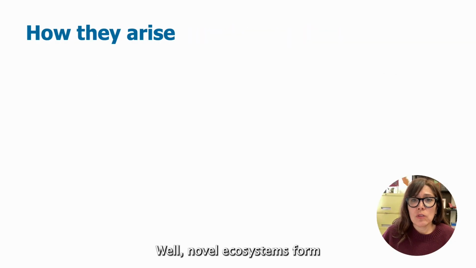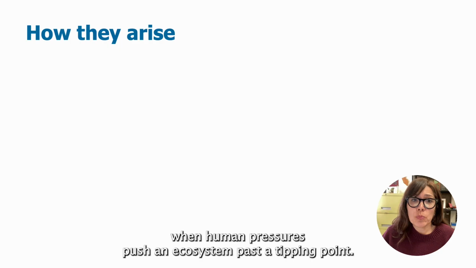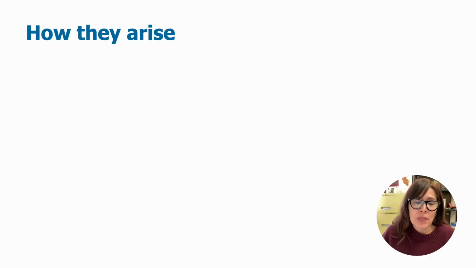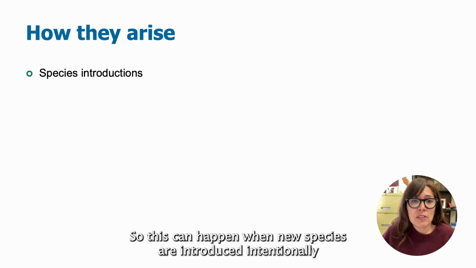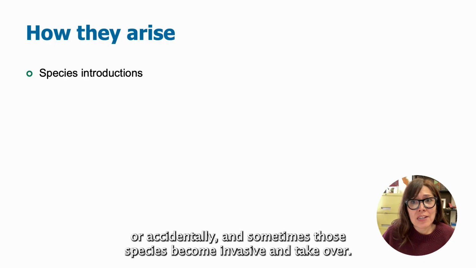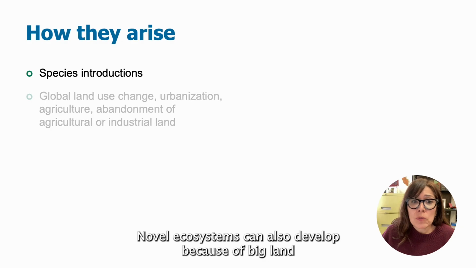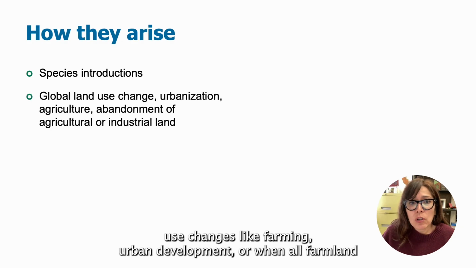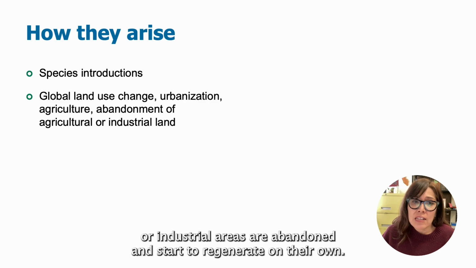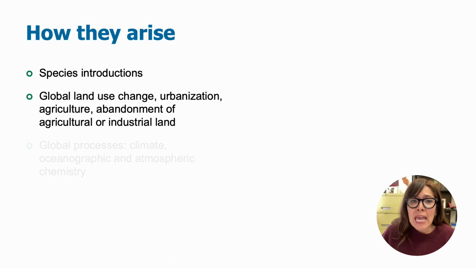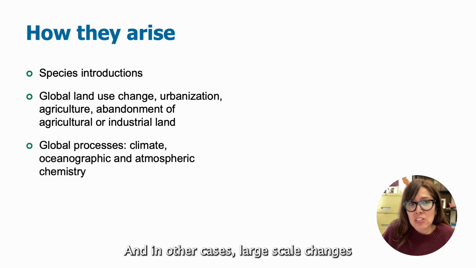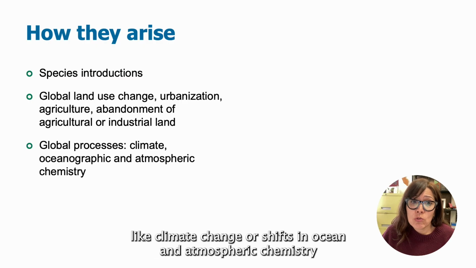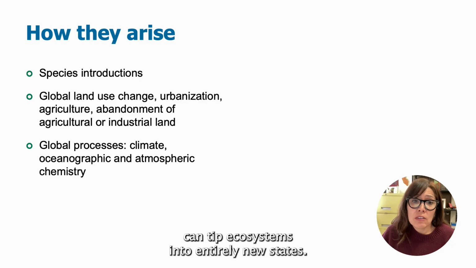So how do they arise? Well, novel ecosystems form when human pressures push an ecosystem past a tipping point. This can happen when new species are introduced intentionally or accidentally, and sometimes those species become invasive and take over. Novel ecosystems can also develop because of big land use changes like farming, urban development, or when farmland or industrial areas are abandoned and start to regenerate on their own. And in other cases, large-scale changes like climate change or shifts in ocean and atmospheric chemistry can tip ecosystems into entirely new states.